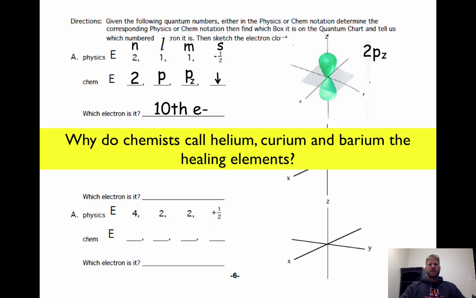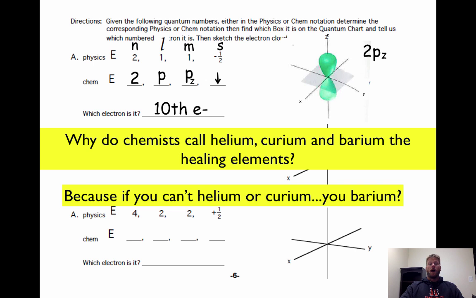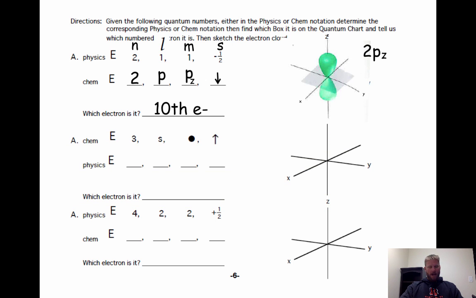All right, after that, I think it's time for a little joke. So why do chemists call helium, curium, and barium the healing elements? Do you give up? Because if you can't helium or curium, you'll have to bury them. Oh, good times. Well, anyway, back to business.